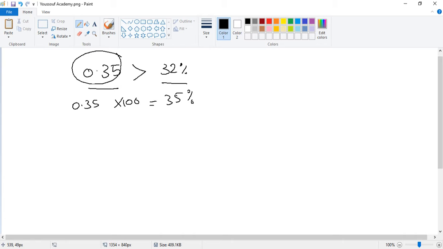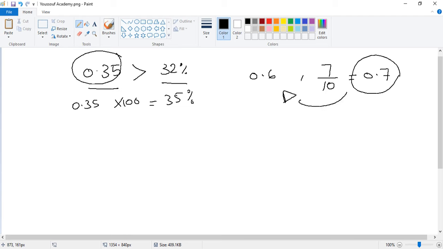Another thing, if he said for example 0.6 and 7 over 10, which number is higher? Okay, to convert this to decimal, 7 over 10 is equal to 0.7. So this number is higher than 0.6. 0.7 is higher than 0.6.